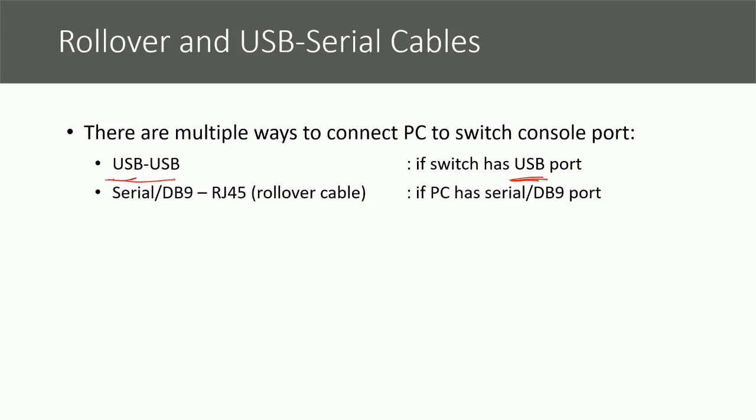If your switch or your network device has an RJ45 console, you can connect using serial or DB9 to RJ45. The DB9 interface is the interface that looks like this. It is called DB9 because it has 9 pins, and it was common in all PCs and all laptops. You can use this cable only if your PC or your laptop has a serial or DB9 port, which is not common these days.